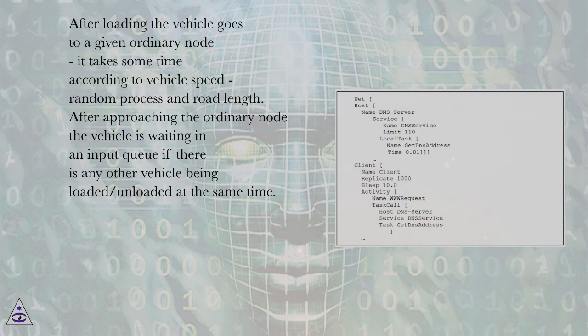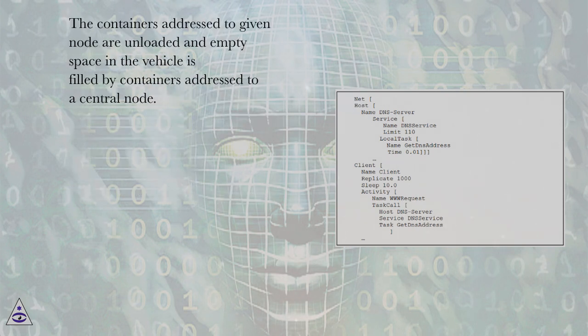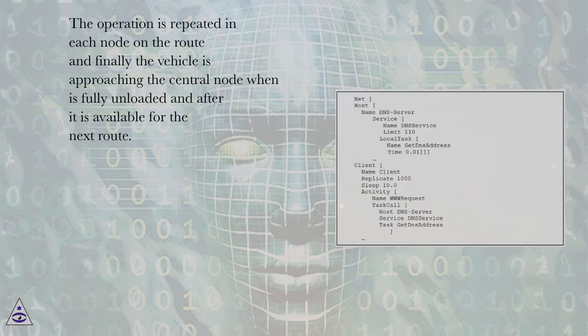After loading, the vehicle goes to a given ordinary node. It takes some time according to vehicle speed, a random process, and road length. After approaching the ordinary node, the vehicle waits in an input queue if there is any other vehicle being loaded or unloaded at the same time. The containers addressed to the given node are unloaded and the empty space in the vehicle is filled by containers addressed to the central node. The operation is repeated in each node on the route, and finally the vehicle approaches the central node where it is fully unloaded and after that is available for the next route.